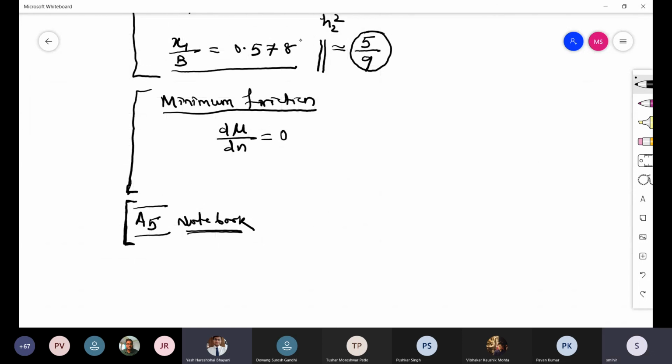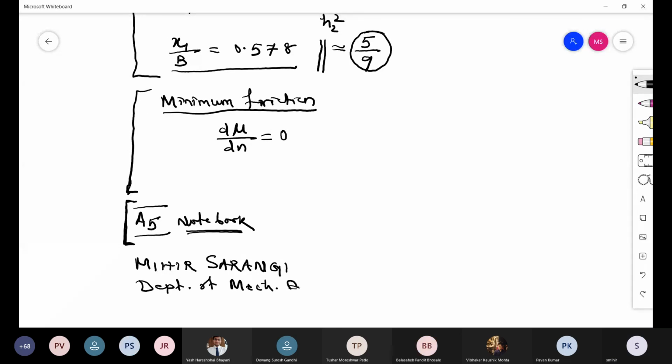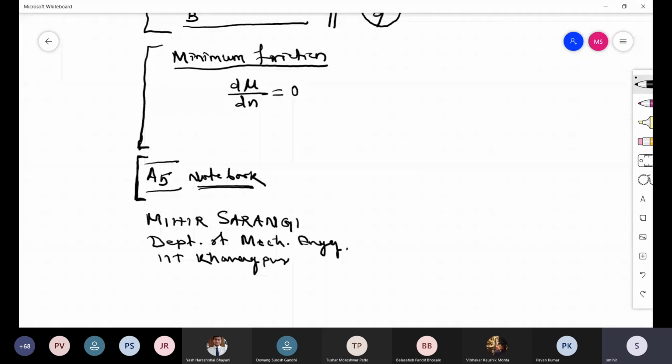Okay, I am writing. Mihir Sarangi, Department of Mechanical Engineering, IIT Kharagpur, West Bengal, 721302. Okay. So anything else?